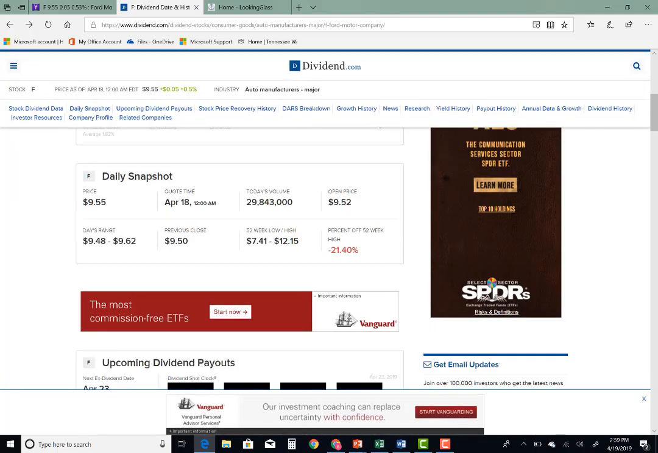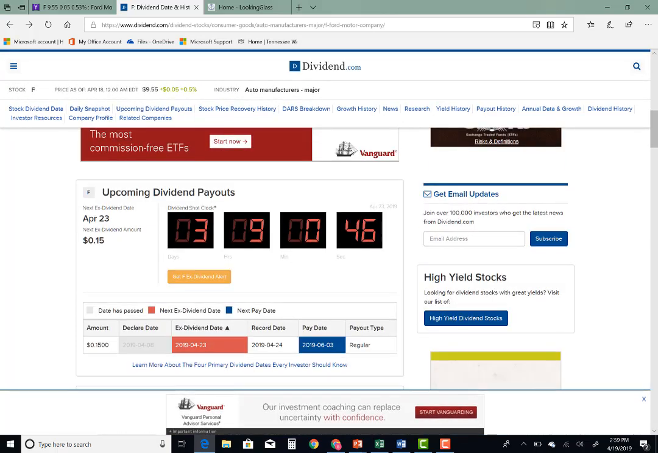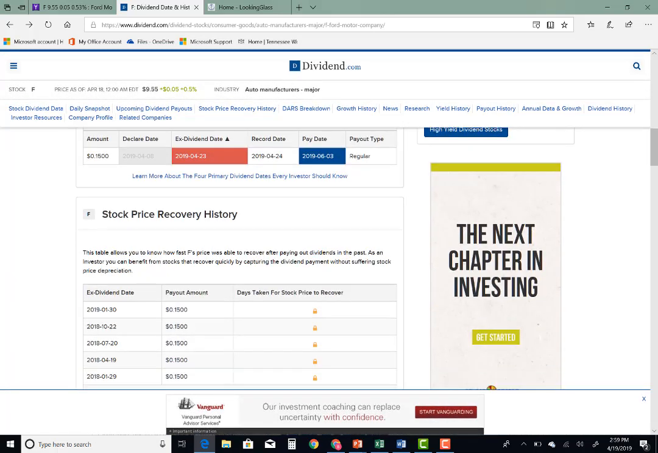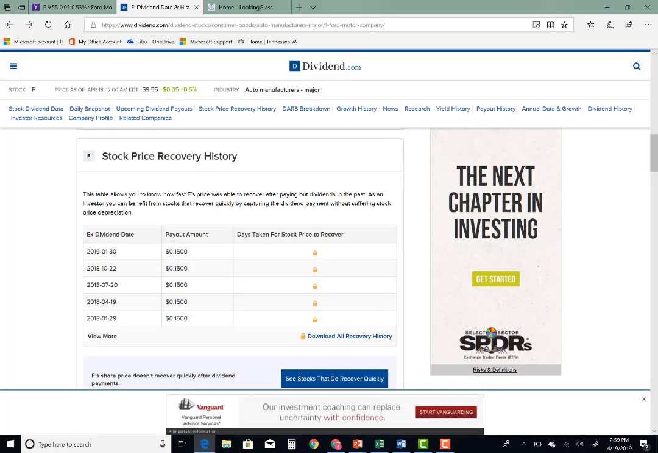If we come down here, we see they show us what the dividend payments were over the last, looks like, 5 quarters. So notice it's been 15 cents a quarter. So when they said that 60 cents amount, that's yearly, so that's 4 quarters. So it's been pretty consistent over the last year. For Ford, it hasn't gone up all that much.